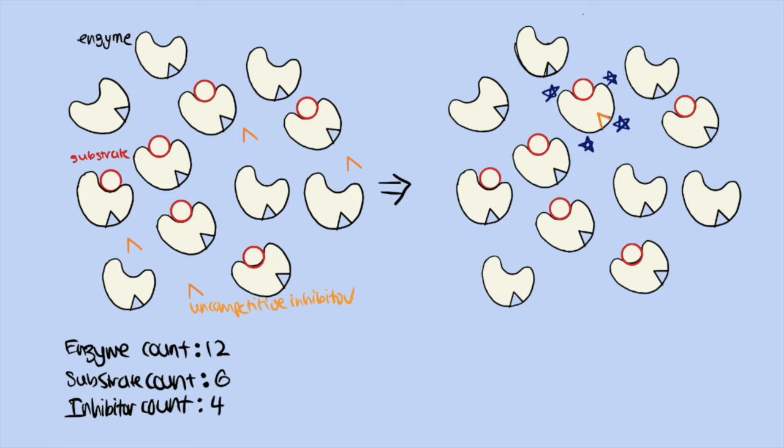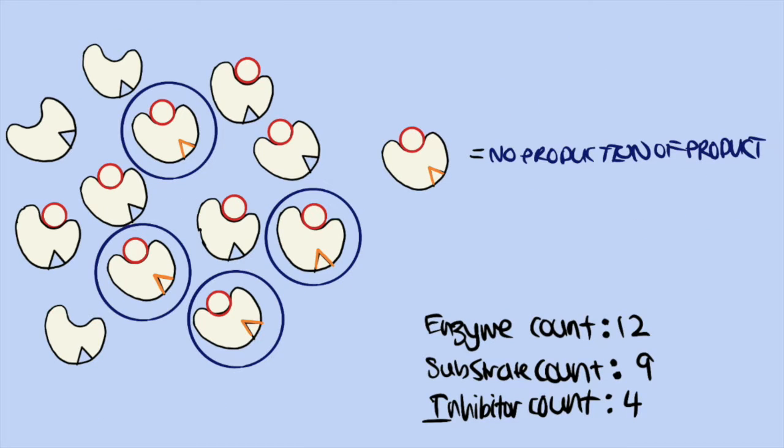So this slide is just an example of how an uncompetitive inhibitor will bind to an enzyme only after the substrate binds. As you can see, the inhibitor that was bound to the ES complex has the stars around it. This means that this specific ESI complex does not produce product, while the other ES complexes do. We will first show a situation with a lower concentration of substrate.